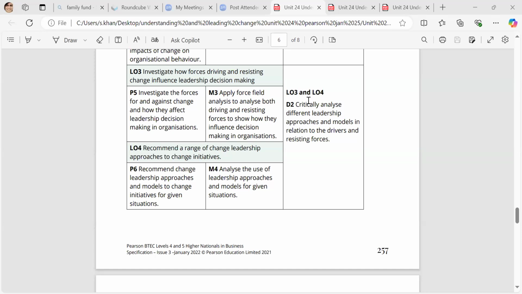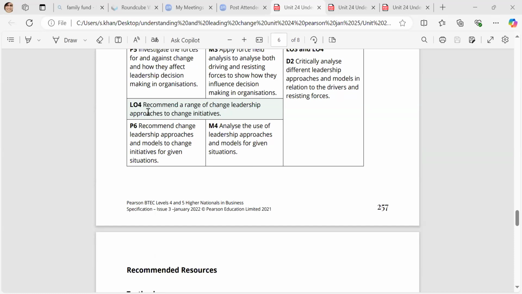And for learning outcome 3 and learning outcome 4, to get a distinction, you need to critically analyze different leadership approaches and models in relation to the drivers and resisting forces. And for learning outcome 4, you have P6, which is to recommend change leadership approaches and models to change initiatives for given situations. And to get a merit, analyze the use of leadership approaches and models for given situations.